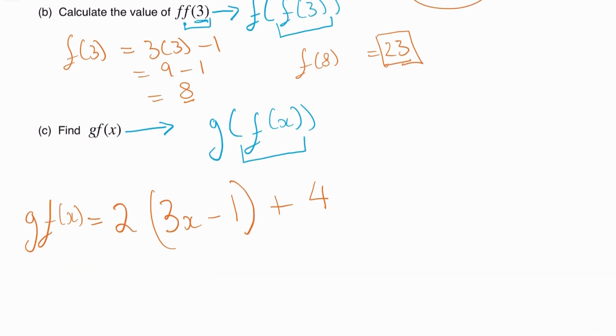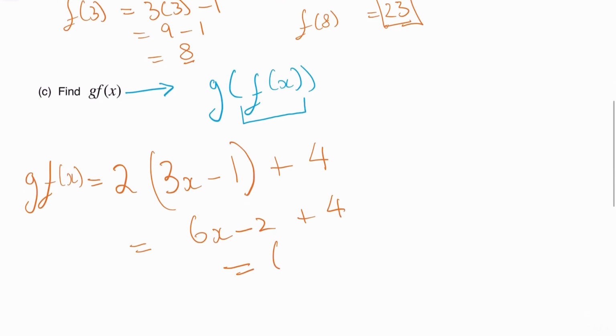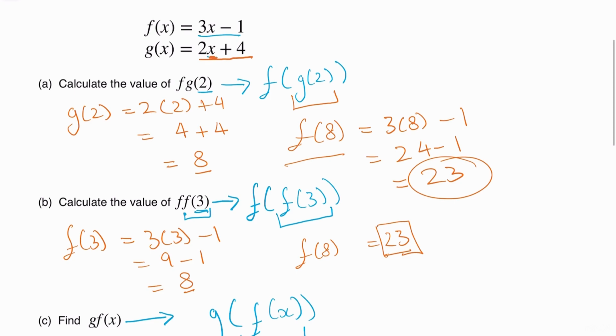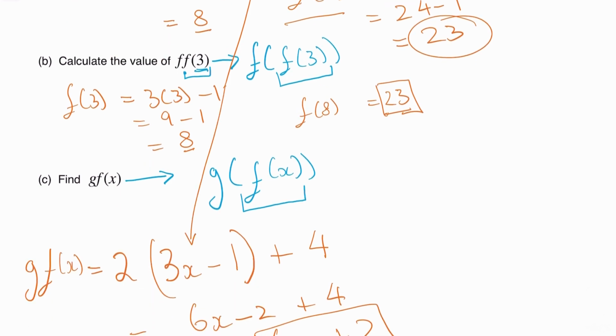And what we can actually do is simplify this further by expanding the bracket to get the final answer as 6x plus 2. And that is our final answer now. So just to make it a bit more clear, I got this expression here, and instead of writing x, I substituted this value in for where x would have been. So x would have been here, because normally it's written out as 2x plus 4, which is g of x.